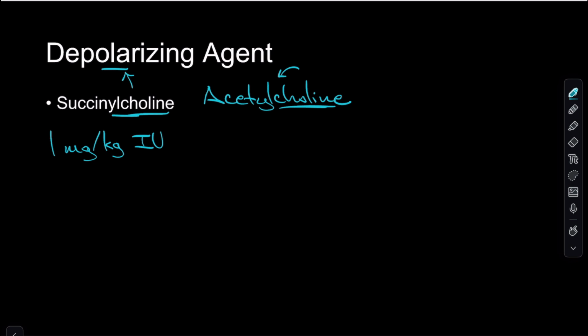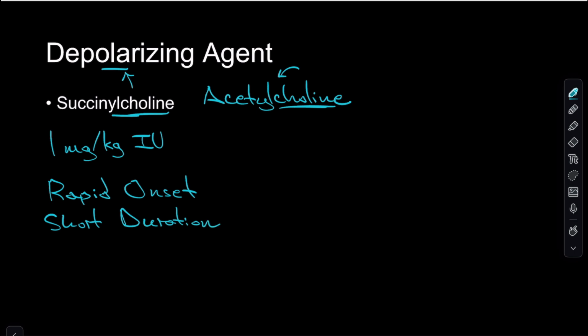The claim to fame, or the most important effects of succinylcholine, is the rapid onset and short duration. Onset occurs between 30 and 60 seconds after giving it. So this is the medication that is used very commonly for rapid sequence induction. And then it has a short duration, so it'll only last 5 to 10 minutes.